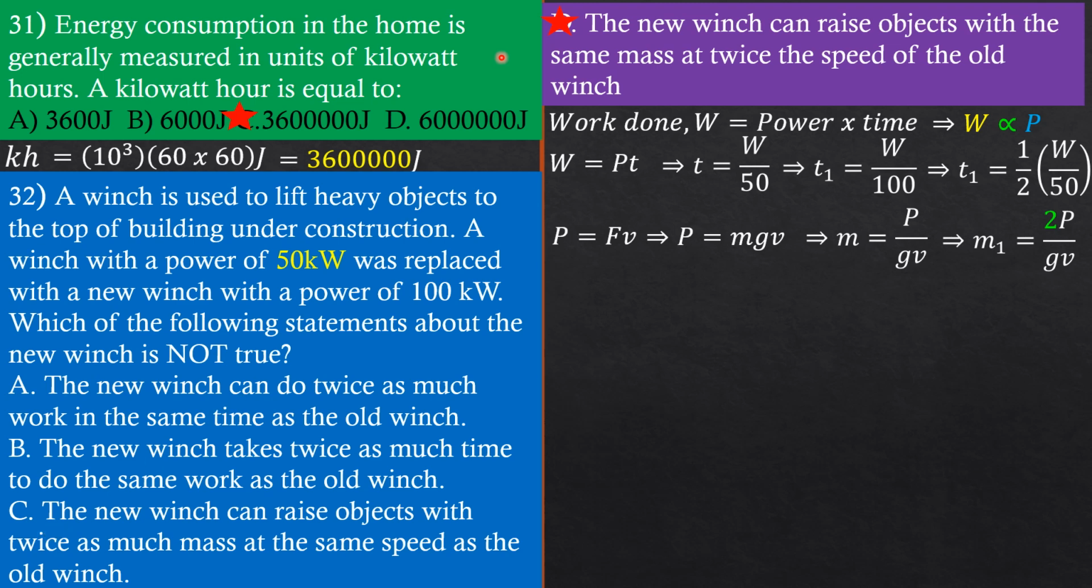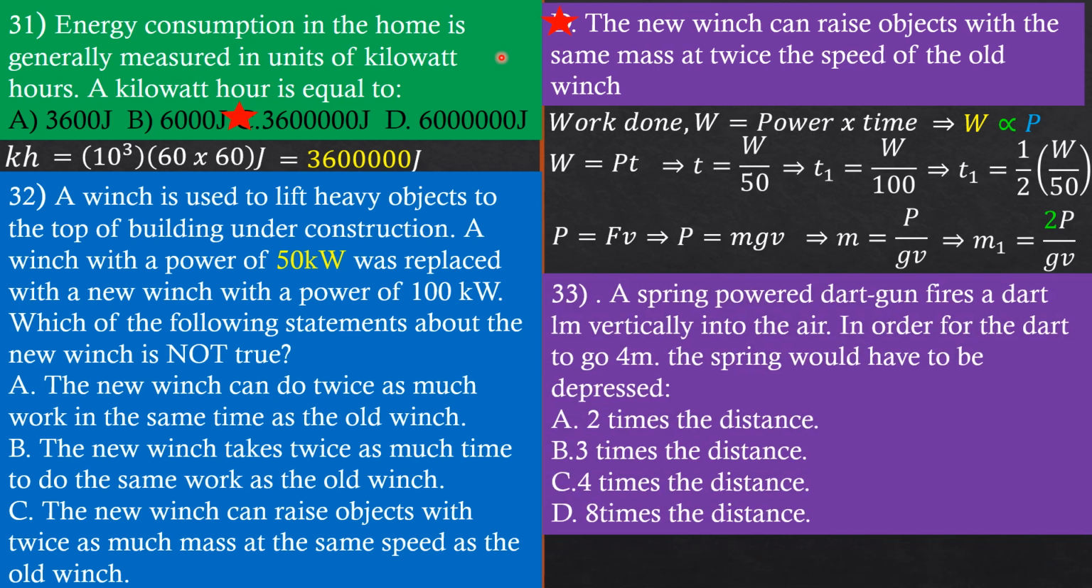Okay, let's look at question 33, friends. It simply reads that a spring powered dart gun fires a dart 1 meter vertically into the air. In order for the dart to go 4 meters, the spring would have to be depressed. These are the options. So, guys, let's recall that the energy stored in that spring is simply given as 1 half kx squared, where k is the spring constant of that spring.